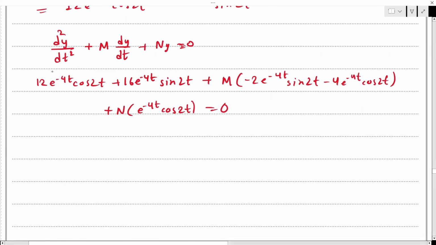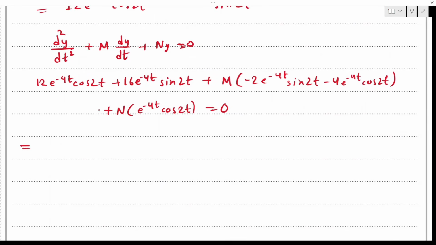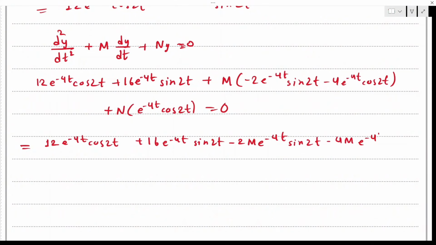Now we can just simplify this. We can write that 12e^(-4t) cos 2t plus 16e^(-4t) sin 2t, and if we expand the brackets with m, we get minus 2m e^(-4t) sin 2t minus 4m e^(-4t) cos 2t plus n e^(-4t) cos 2t.